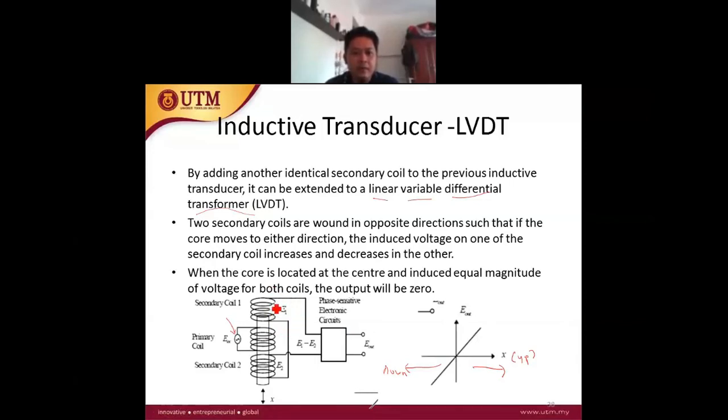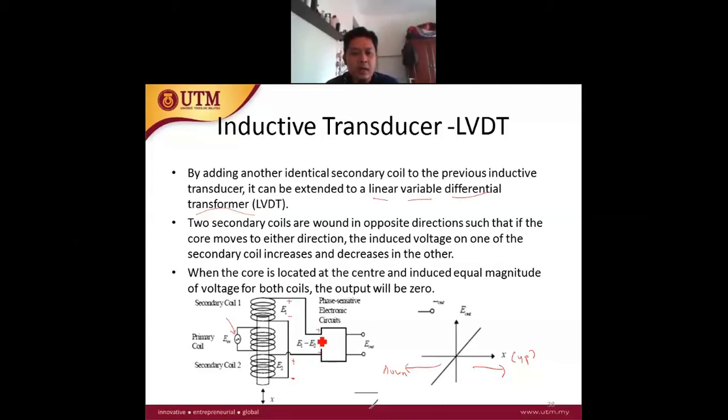So as you can see, this is the winding of the first secondary coil, E1, plus minus. The positive is connected to the main circuit, whereas the negative terminal of the first secondary is connected to the negative terminal of the second secondary coil, secondary coil 2. And the positive terminal of the second secondary is connected to the main circuit here.